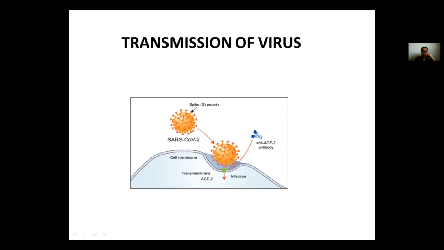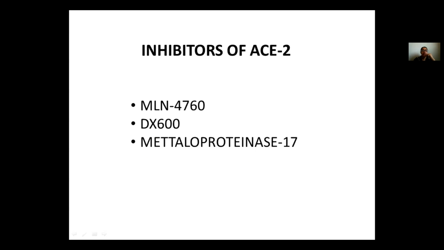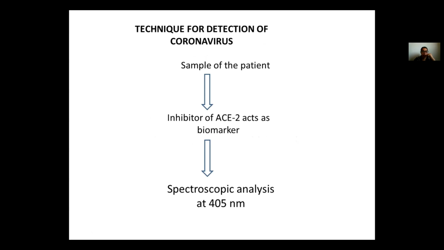As you can see, the spike proteins of the COVID-19 virus bind with the ACE2 receptors, which causes the infection of this disease. Now, you know there are inhibitors of ACE2, that is MLN4760, DX600, and metalloproteinase 17. These are the inhibitors which are already present in the market.